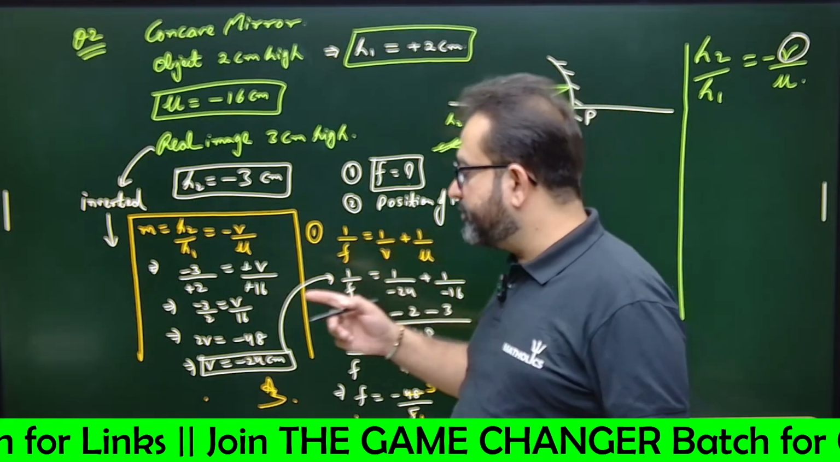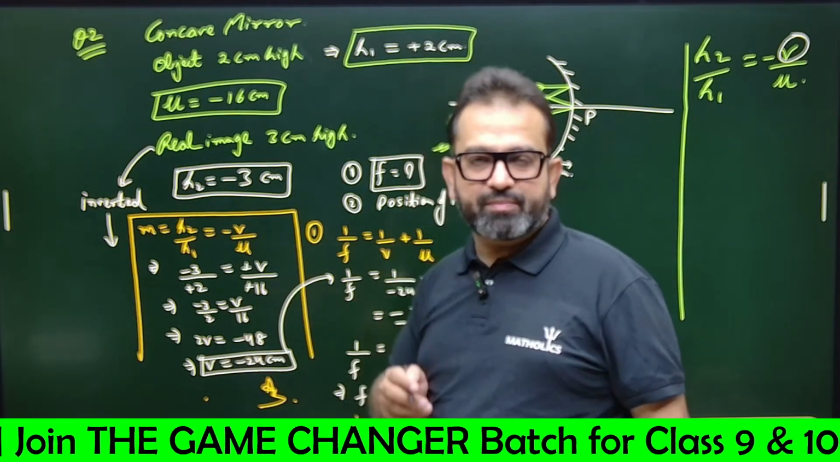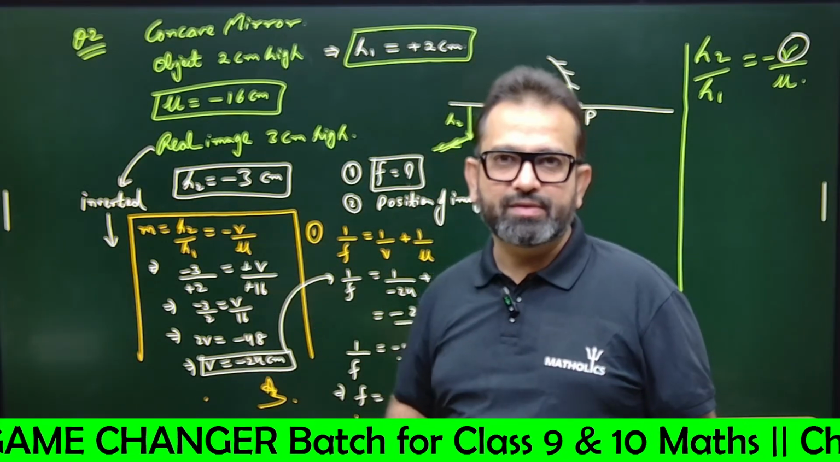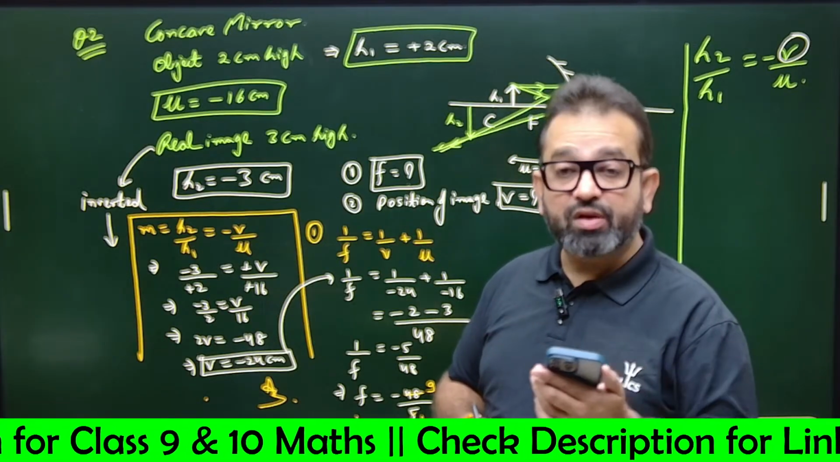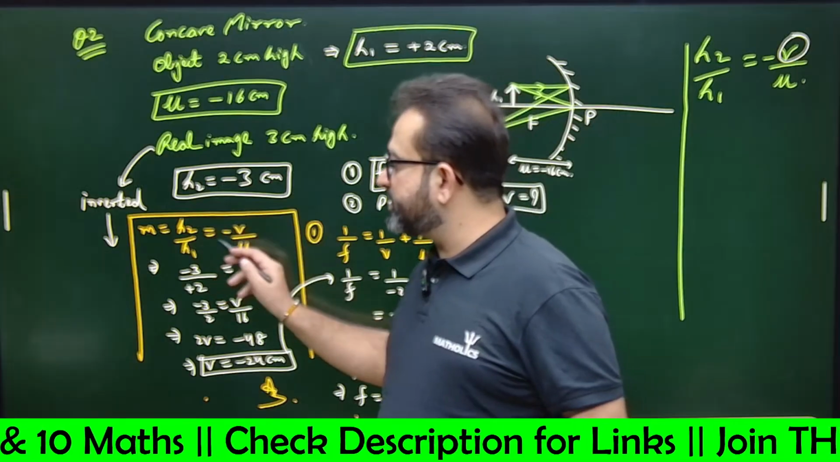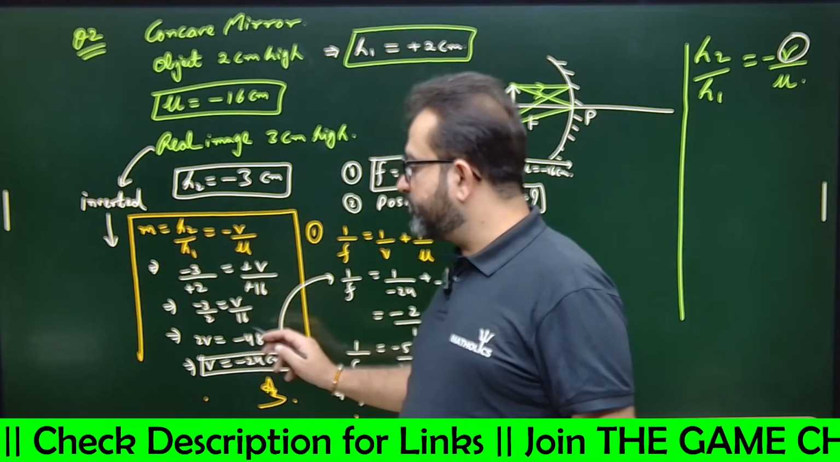So when you put V in the mirror formula, 1 by F equals to 1 by V plus 1 by U, you will get the focal length. Yes or no? Try this. Solve yourself. I'll wait for 1 minute. Use H2 by H1 equals to minus V by U. Try to find out V.